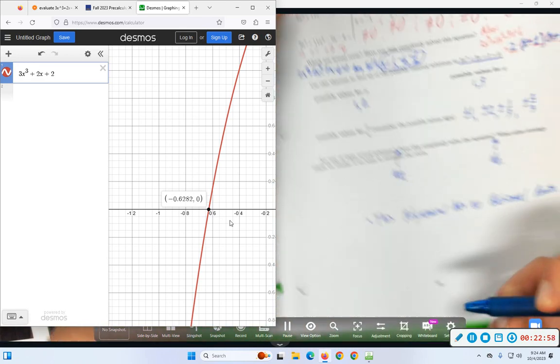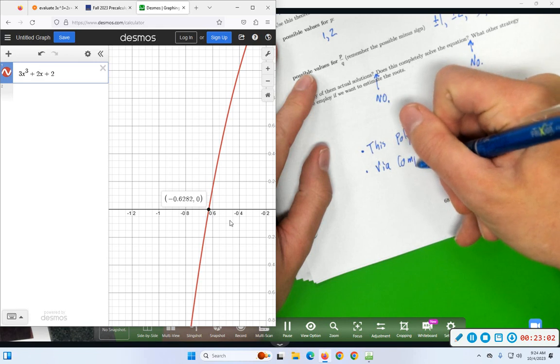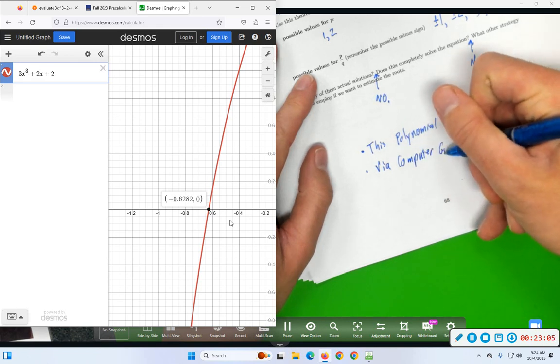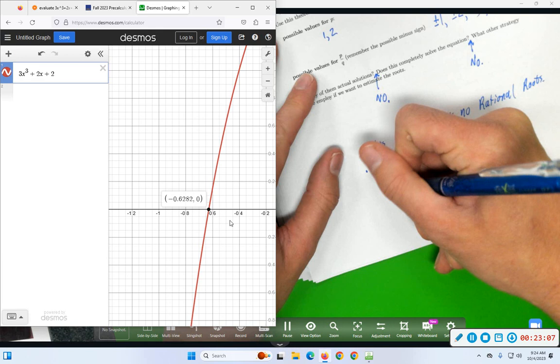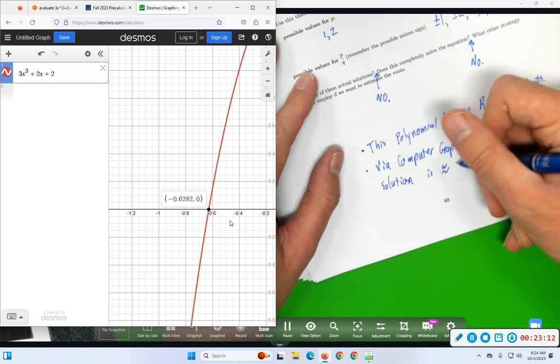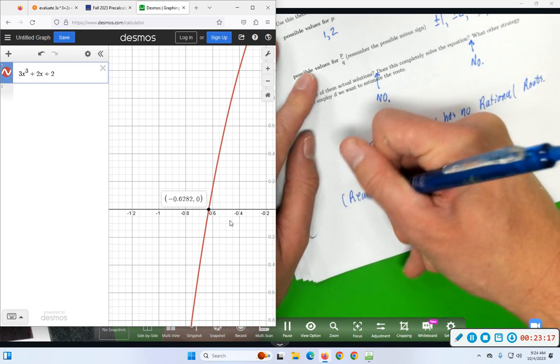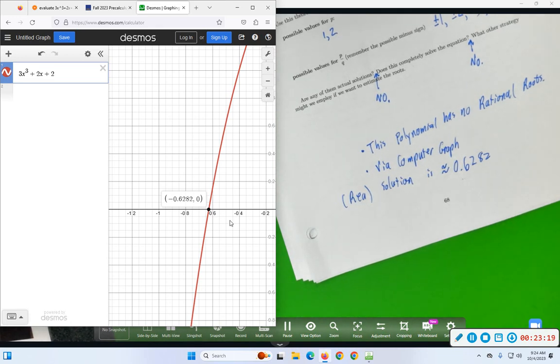So via computer graph, the real solution is about 0.6282. And maybe I'll include the word real there, because this is a degree 3 polynomial. So it's not going to have just one root. It will have 3 roots. The other 2 roots are complex.